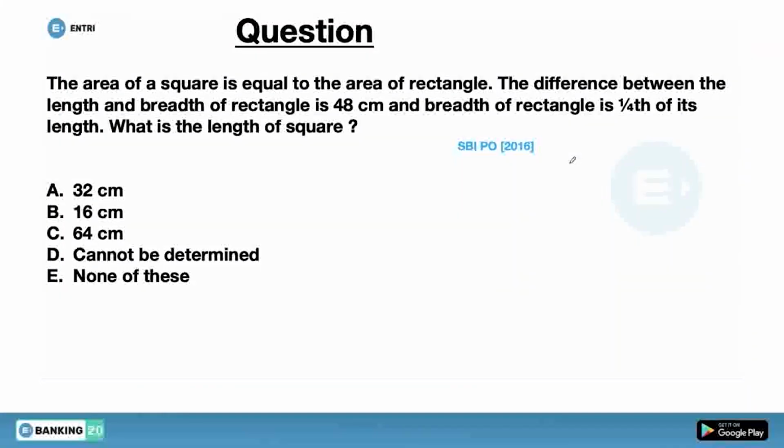says the area of a square is equal to the area of rectangle. The difference between the length and breadth of the rectangle is 48 centimeter and breadth of the rectangle is 1/4 of its length. So what's the length of the square? See, this question was asked in SBI PO 2016. That means the question is important. So let's start its solution.